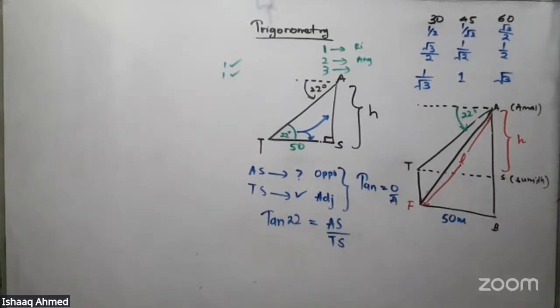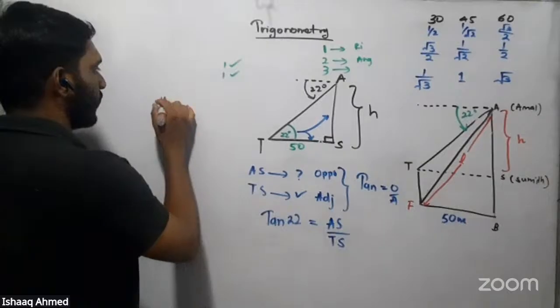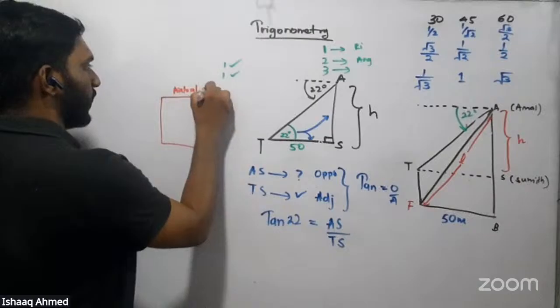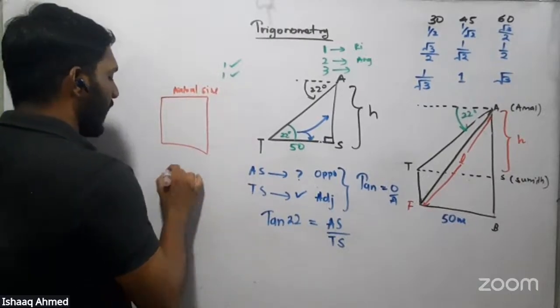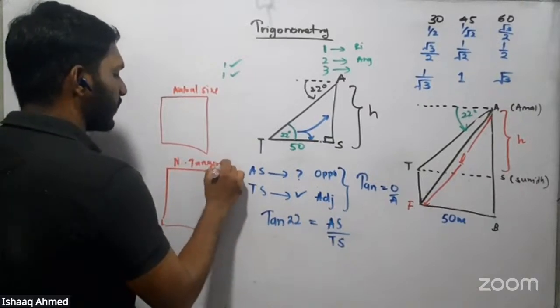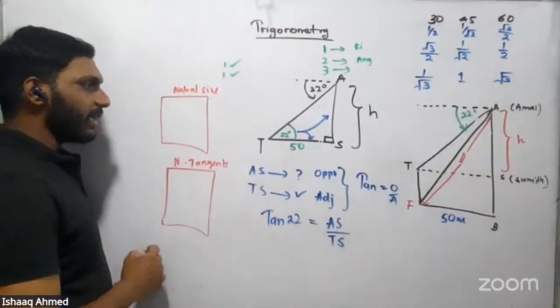Right, trigonometry table. So the way to use the trigonometry table is like this. There are two tables called natural sines, that is the sine table, and natural tangents, that is the tan table. So just like how you use log, you use trig.